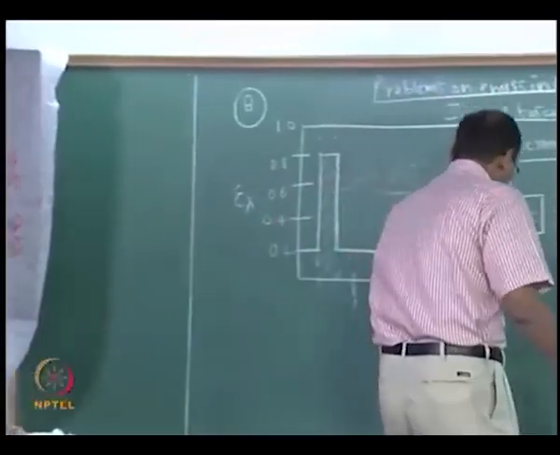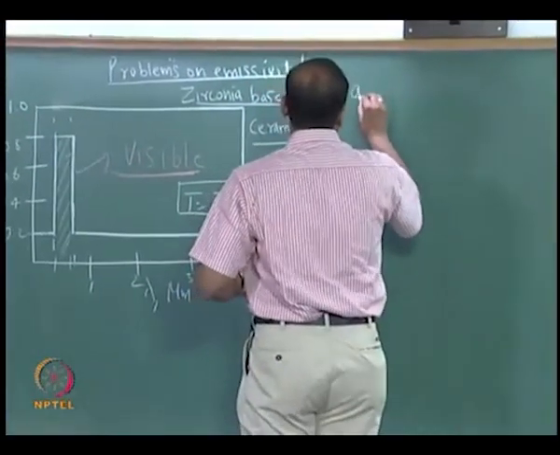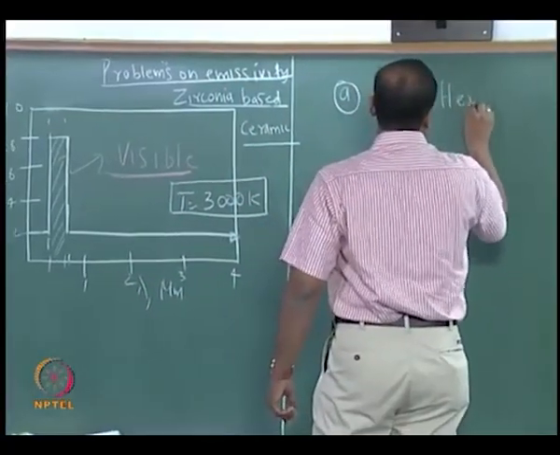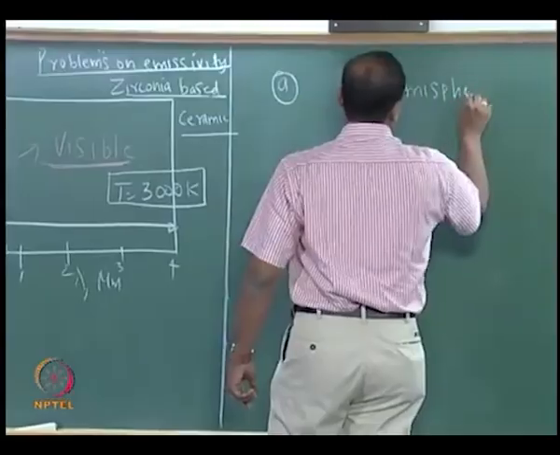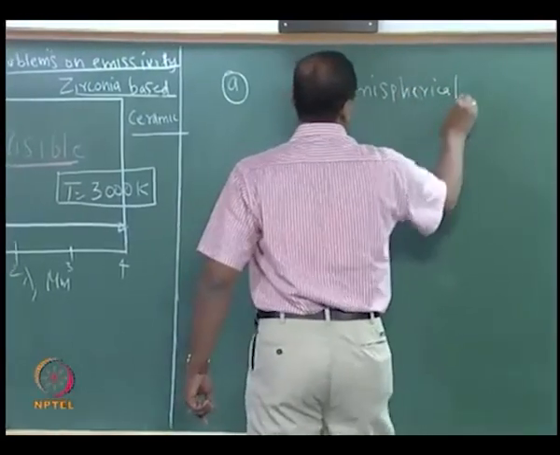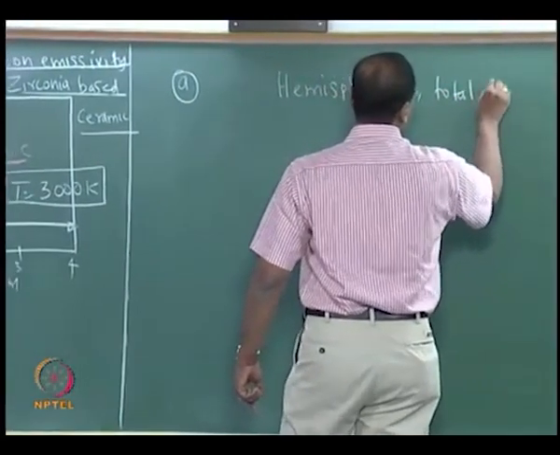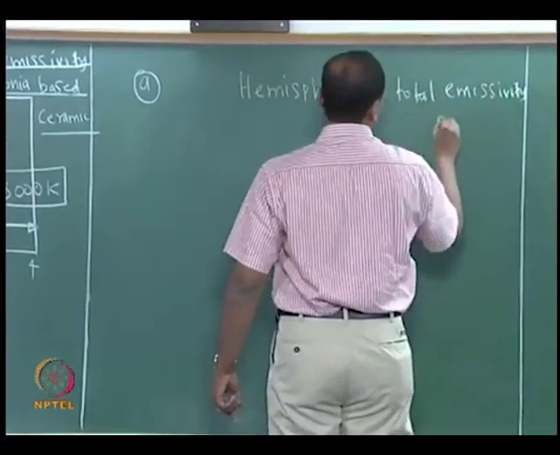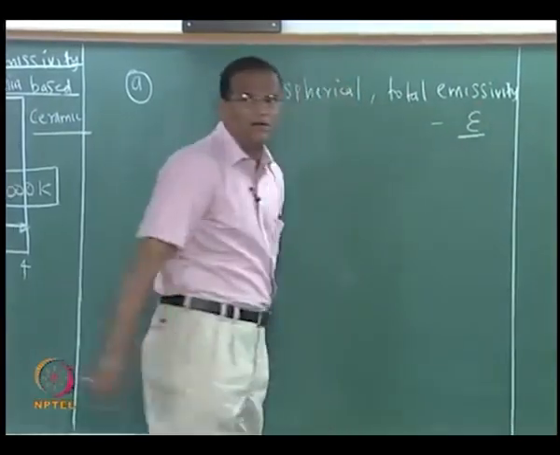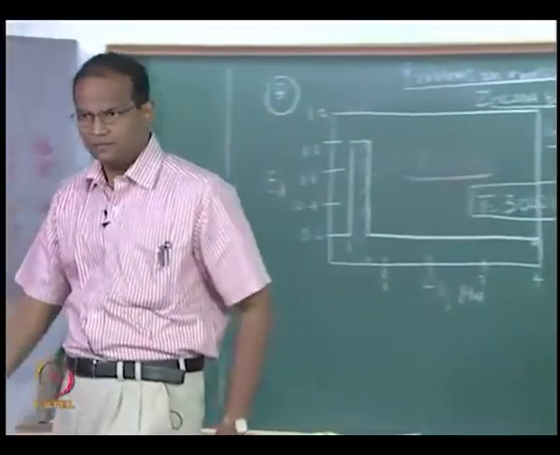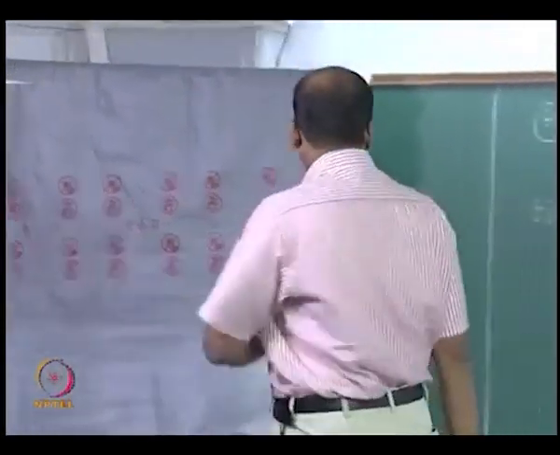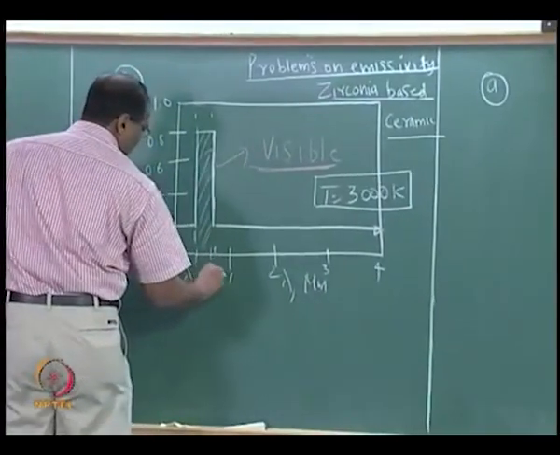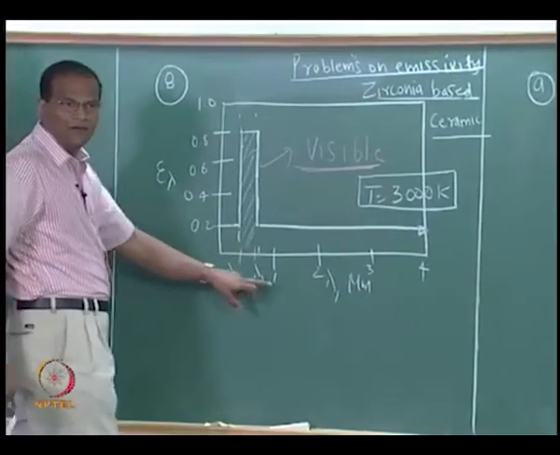I want to get the hemispherical total emissivity. So I call this lambda 1, this is lambda 2, lambda 1 and lambda 2 being the visible part.